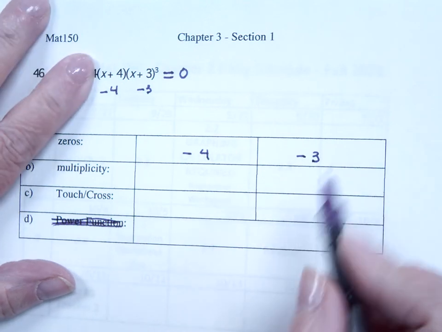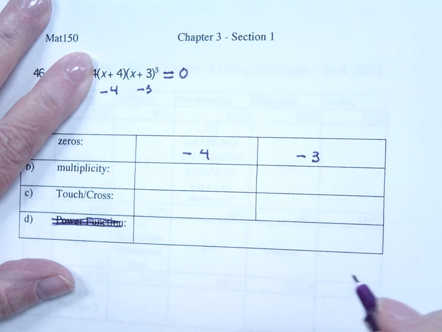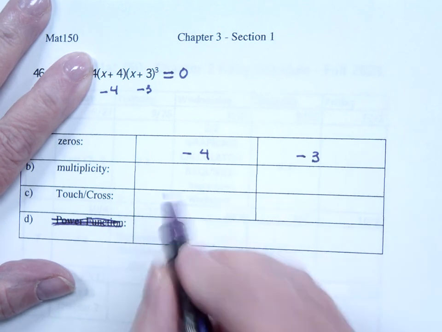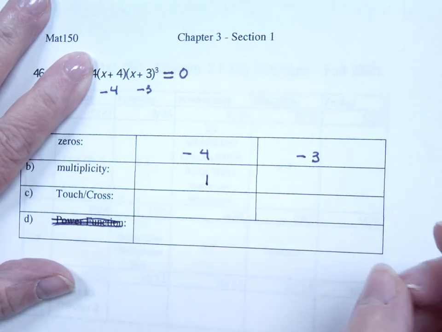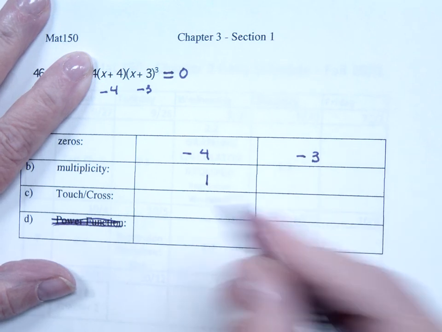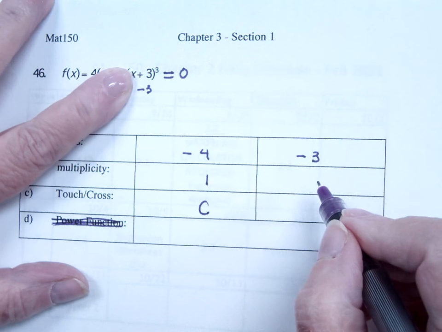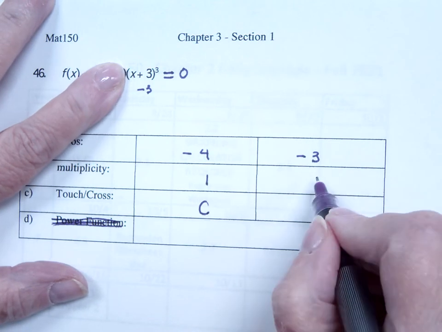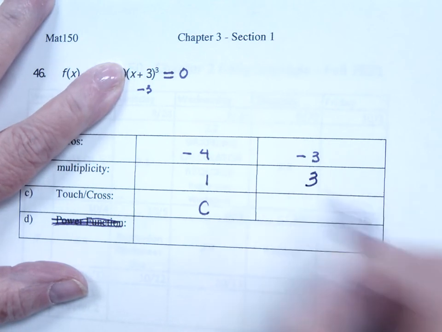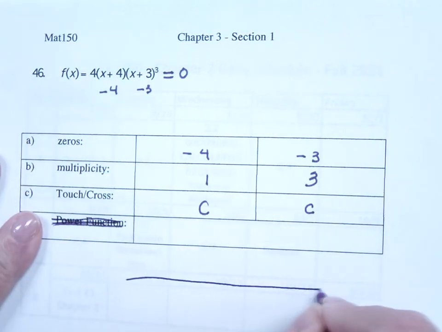The multiplicity of -4 is what? What's the power on the factor? 1. So it's 1. Does it touch or cross? It's odd multiplicity, so it crosses. And -3 is what multiplicity? 3. Does it touch or cross? Cross. So now, if this were a first or second derivative, I would draw my number line.